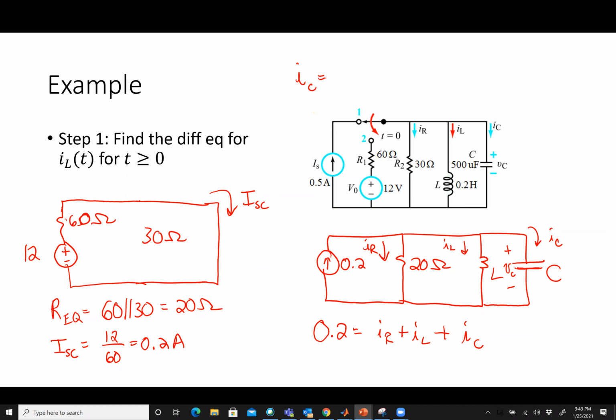What's that always equal to? C dV dt. Yeah, C dV dt. And I know that V sub L is L dIL by dt, right? And in this case, what do I know about VL and VC, the voltage across the capacitor and the voltage across the inductor? What has to be true about those? They're the same. They have to be equal to each other.